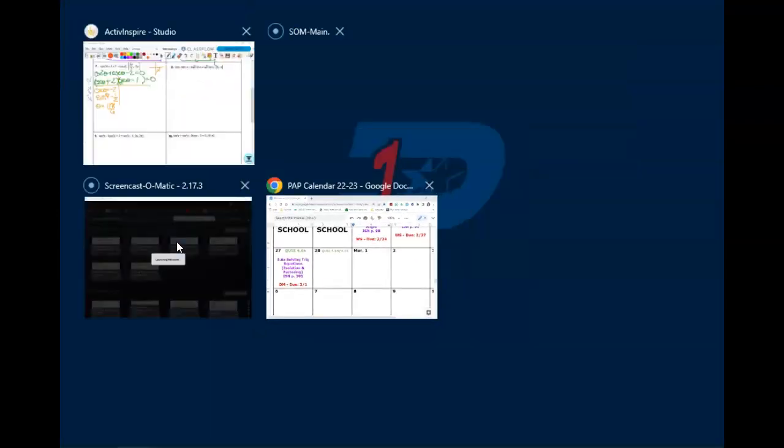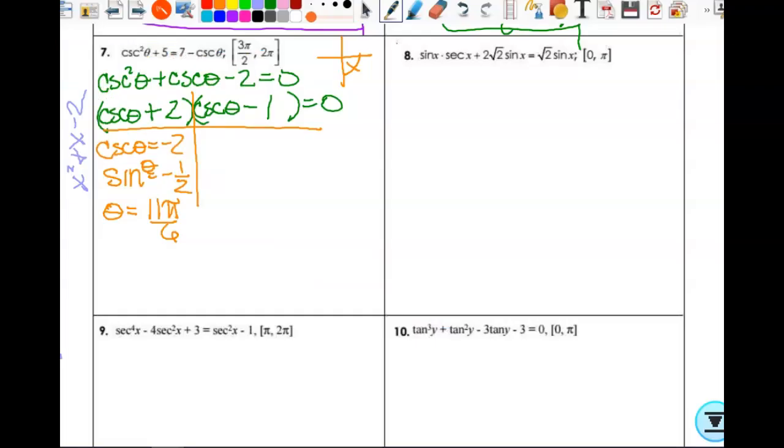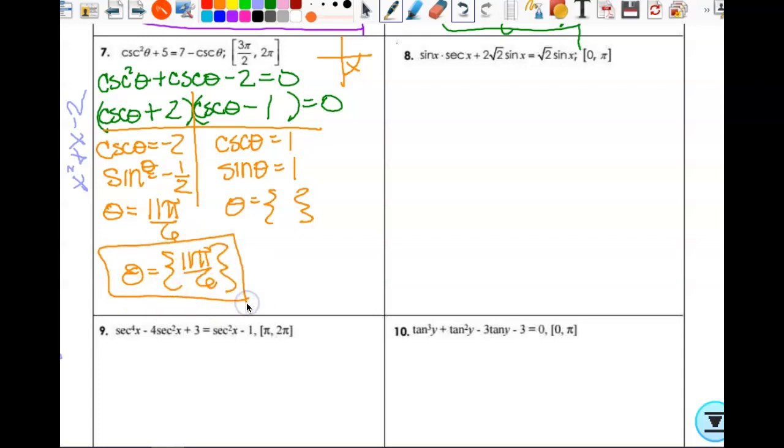Then I get that cosecant theta is equal to 1. So sine of theta is equal to 1. From 3 pi halves to 2 pi, when is sine 1? None. Right. So theta is equal to the empty set for that part. So then theta in the end is equal to 11 pi sixths. We good on that? What questions we got?